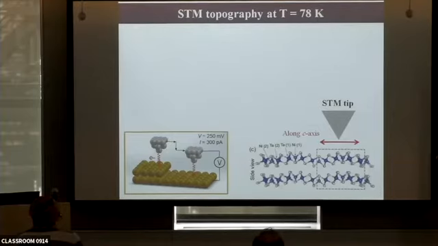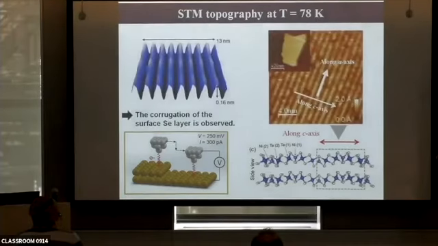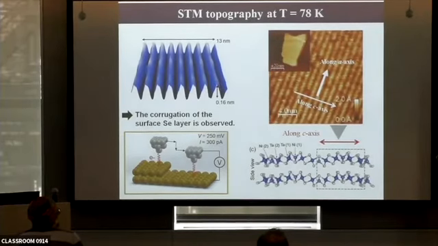The gray atom is a selenium atom. Since the selenium atoms are in the outermost surface layer, the STM tip just follows the height of the selenium atoms. So this is the STM topography. It shows clear 1D chain behavior. Here the chain direction is along the a-axis, and the c-axis is across the chains.